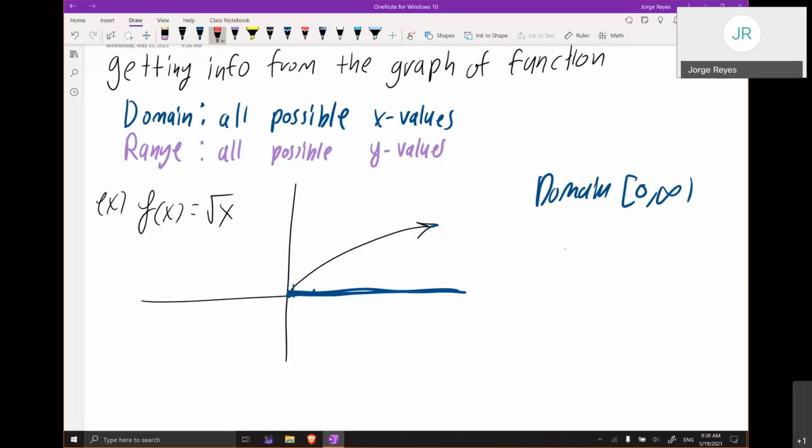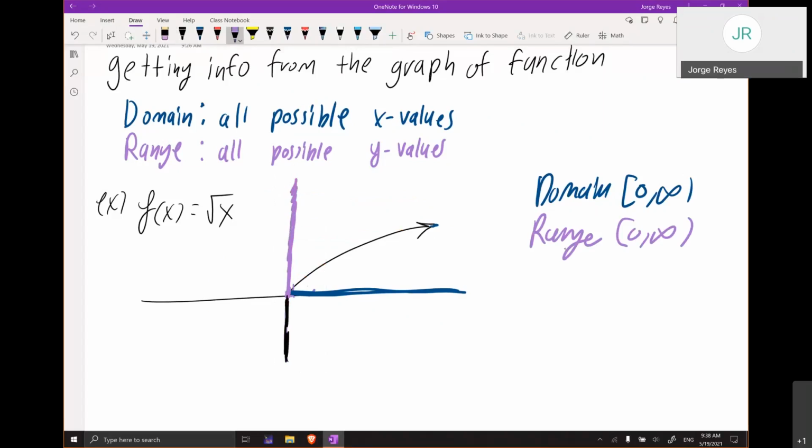And then I can do the same thing with the y-axis. Where is my function? It starts here, and then it's going up forever, eventually. So it's all of this. Okay. So the range is also 0 to infinity.